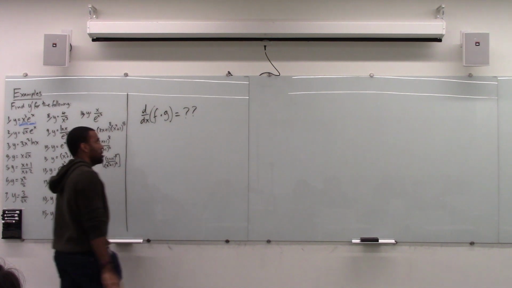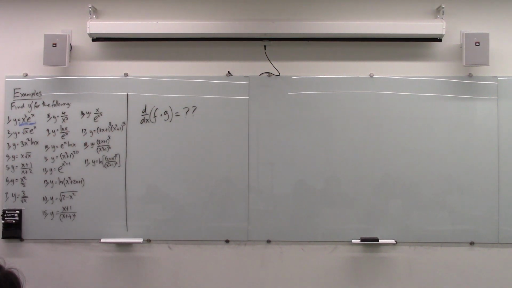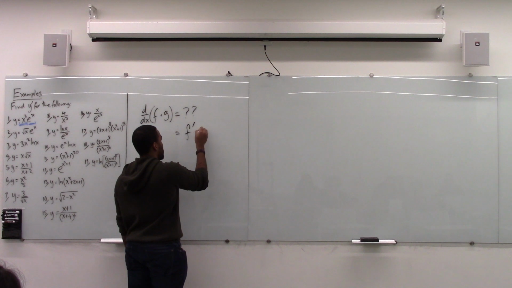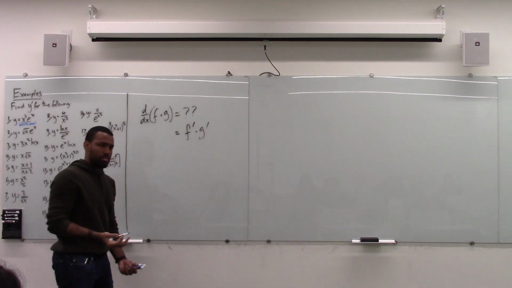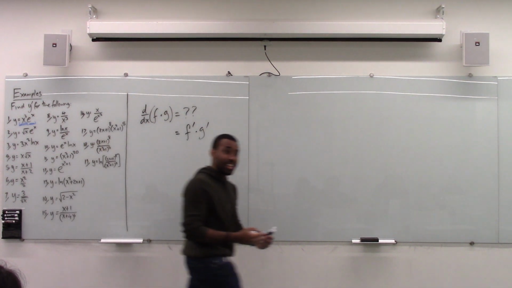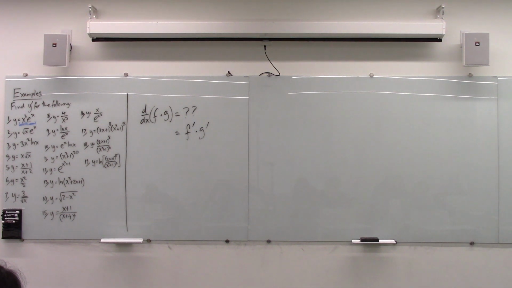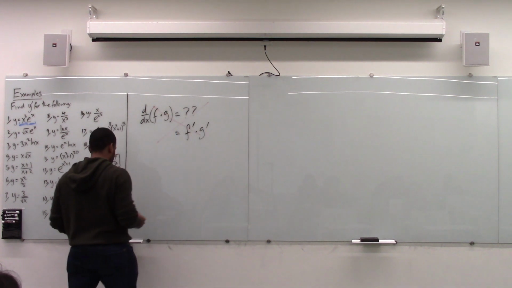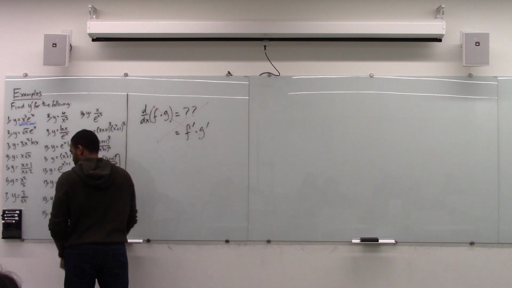The typical student who hasn't taken Calc 1 before would say, well, I can just take the derivative of the first one and multiply by the derivative of the second one, right? And that would be wrong. That's actually not how it works. Derivatives aren't as nice as limits are. They don't distribute across products.